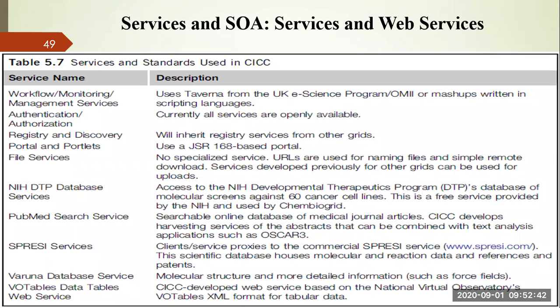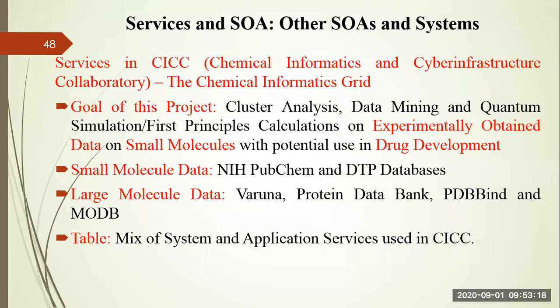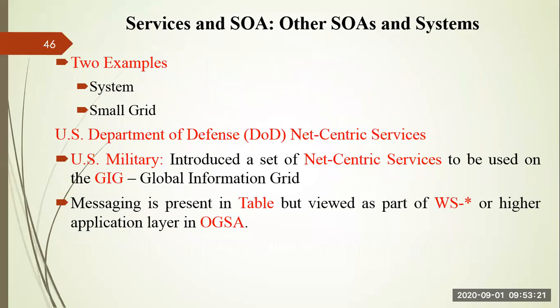Authentication and authorization are also services provided by CICC. Registry and discovery, like I mentioned, UDDI is responsible for this registry and discovery, which is provided by CICC. And there are portals and portlets in the CICC. Other services include file services, NIH DTP database services, PubMed services, SPRESI services, Varuna database services, VO table data tables, and web services. Various services are provided by CICC. This project belongs to the chemical information grid, but the previous one belongs to the global information grid.